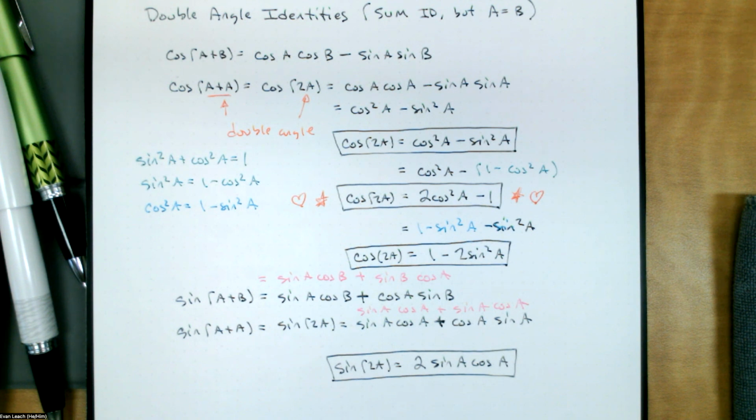All right, let's take a break. Come back and turn our double angle identities into half angle identities.